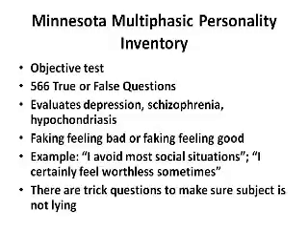So this is an objective test. There are 566 true or false questions, and they are very concrete questions asking you very specific things regarding your state of mind, and depending on how you score, they can evaluate depression, schizophrenia, or what in the DSM-4 used to be called hypochondriasis, but now it's called illness anxiety disorder.